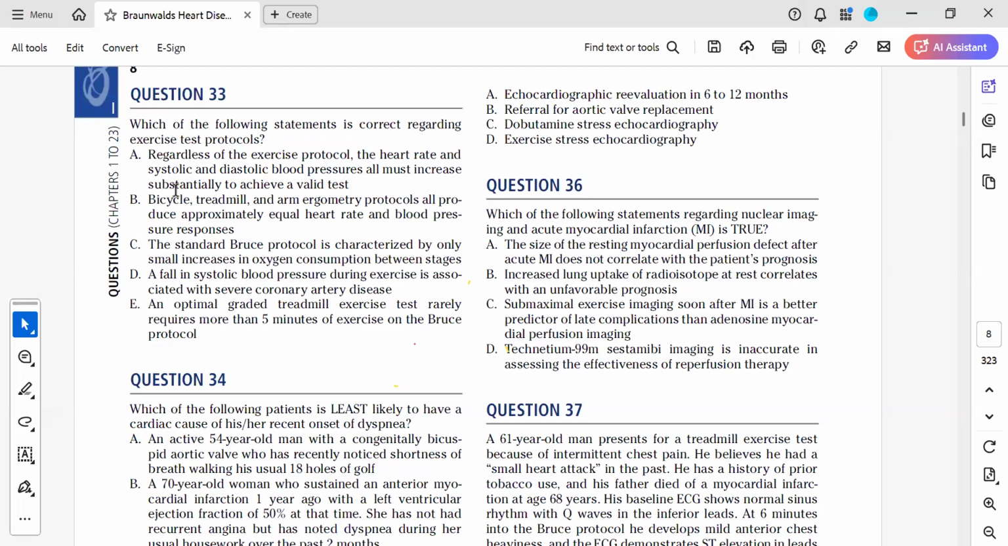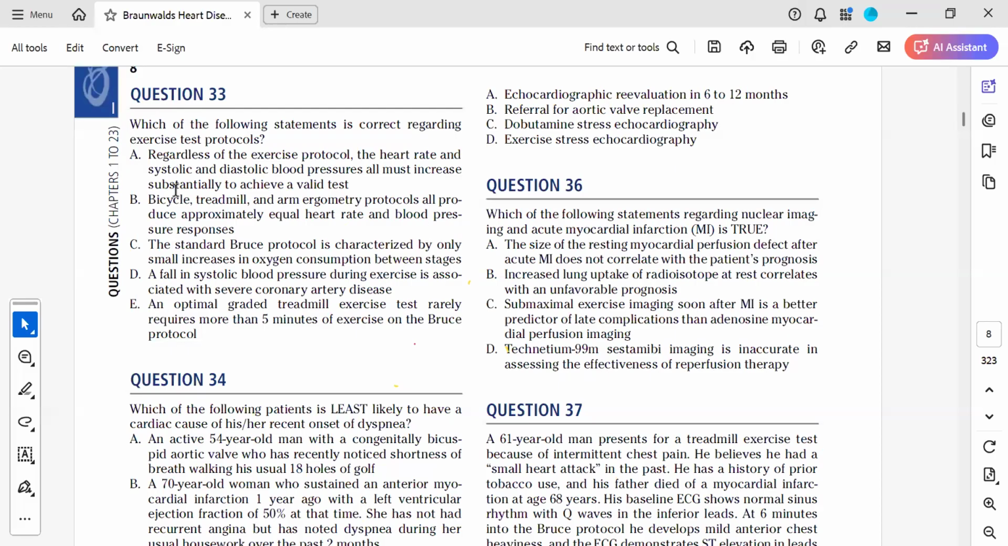And then we also find out in option E, let's just jump D, optimal graded treadmill exercise test rarely requires more than 5 minutes of exercise on the Bruce protocol. Basically, we will need about 6 to 12 minutes of progressive exercise. So it really requires more than 5 minutes. Of course, it's not true.